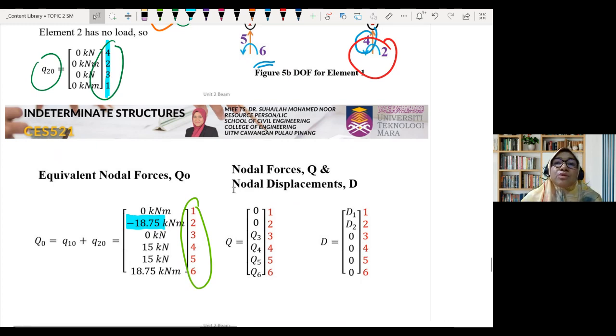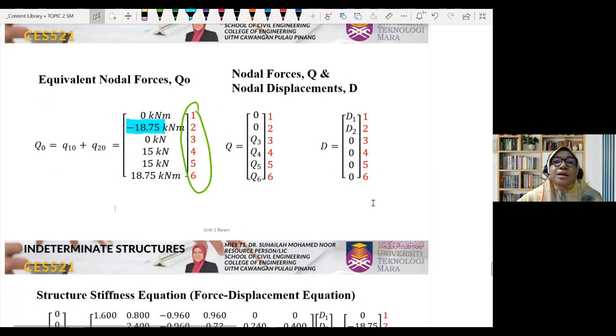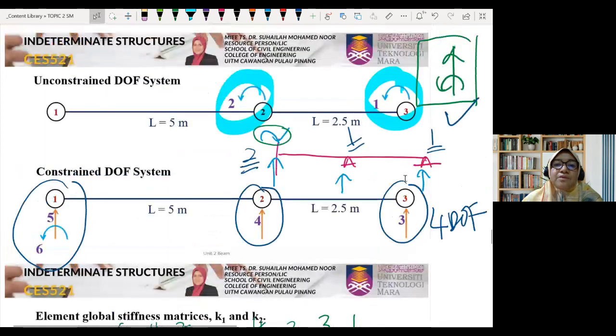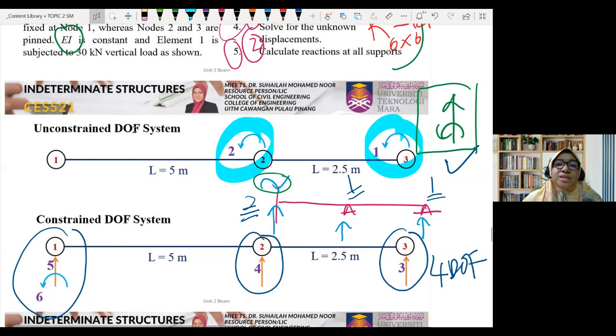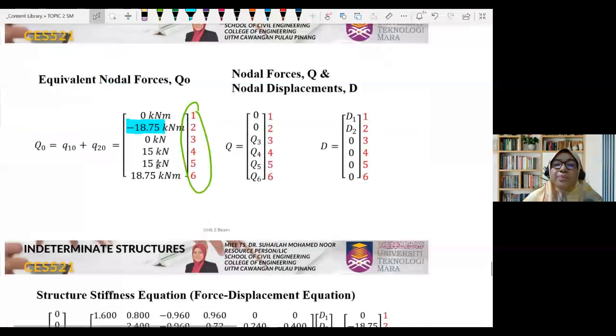In order to solve for the unknown displacement, we also have to write the nodal forces Q as well as the nodal displacement, all in matrix form. And here is why we have to refer back to the unconstrained and constrained system. Remember that in the diagram that we sketched in the first place, in the constrained system there are 2 degrees of freedom, and in the unconstrained system there are 4 degrees of freedom. So it represents this.